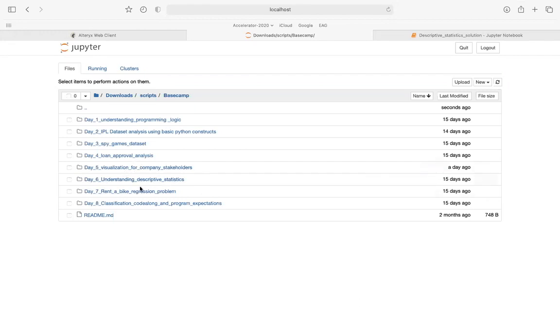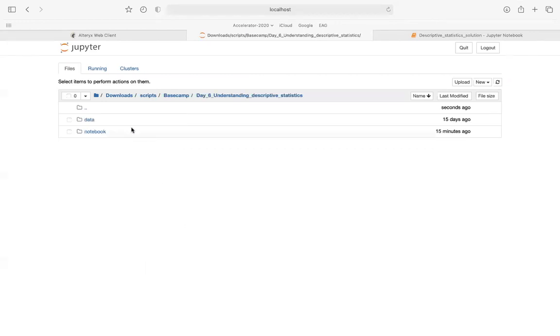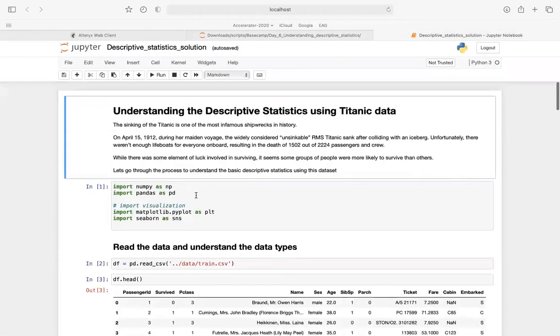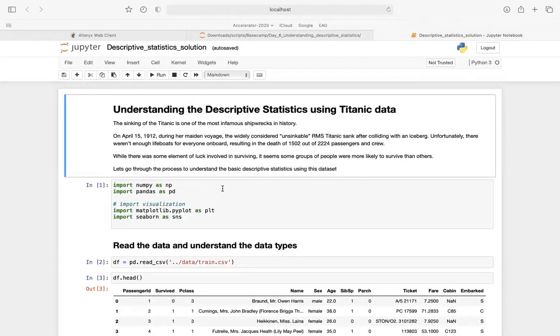So today we are going to talk about descriptive statistics. Can everybody open the Basecamp session that you have already cloned on your machine? Today we are going to talk about day 6, understanding descriptive statistics. When you click on it, you will have two things, again, a data folder and a notebook. If I go into data, there will be a file called train.csv, and then there will be our notebook. I've already opened a notebook for my reference. Has everybody opened the notebook, guys? Quickly. Have you all opened it?